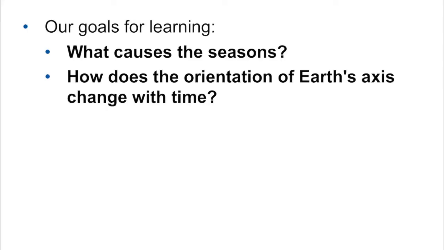Okay, and let's continue right on with section 2.2, the reasons for the seasons. This is what I hinted at before. This is a return to axial tilt and its consequences in full form. So what causes the seasons, and how does the orientation of Earth's axis change with time? Those are separate questions. We'll spend most of the time on the first question.